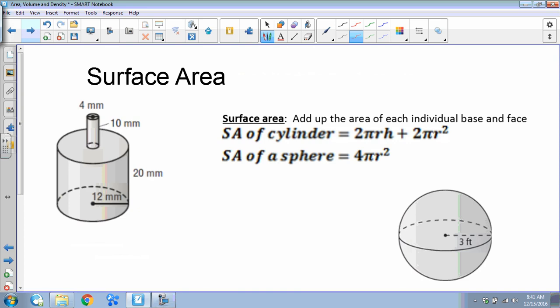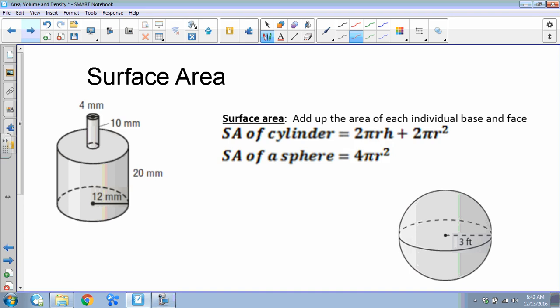Surface area. Surface area sounds simple. It's like, okay, surface area, you just add up the area of all the sides, all the faces. Okay. You have to be careful with surface area, because if I'm finding the surface area of this, it's a cylinder on top of a cylinder, correct?